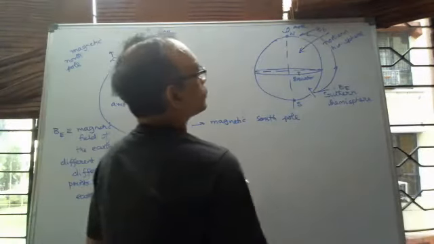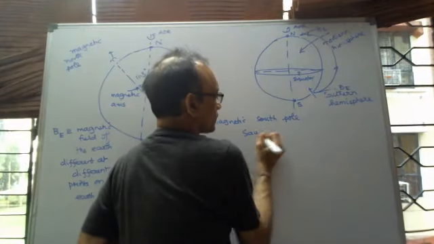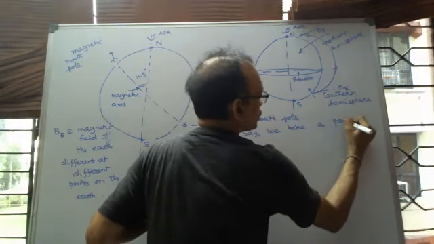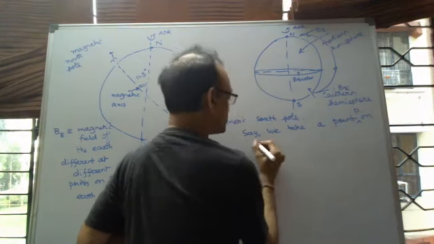Now, we take a point on the northern hemisphere, point P on the northern hemisphere.